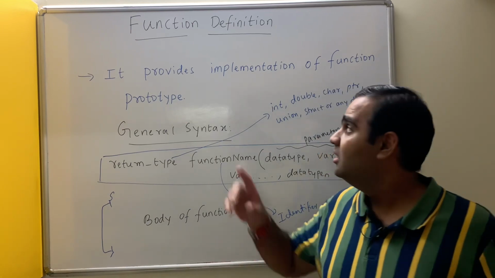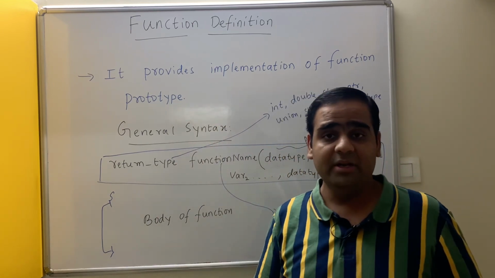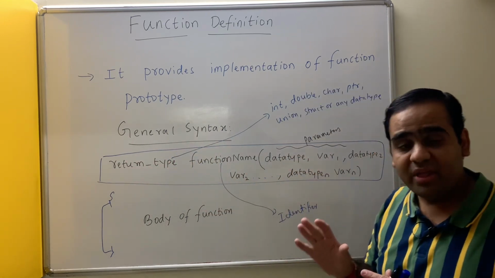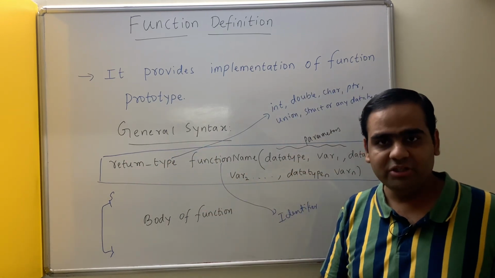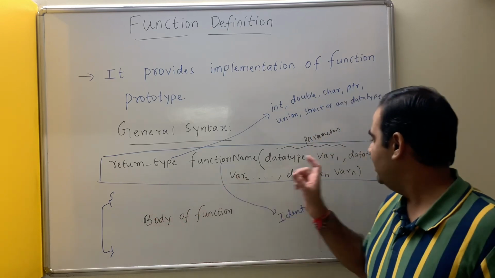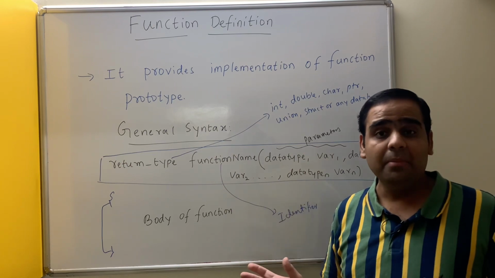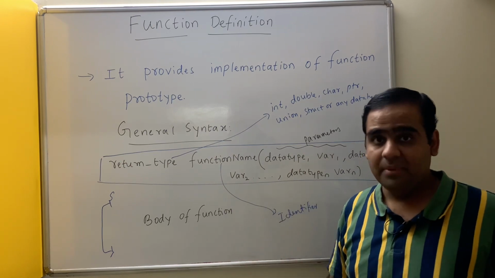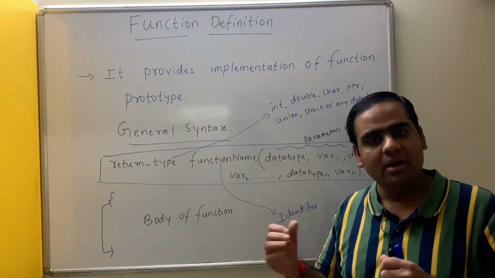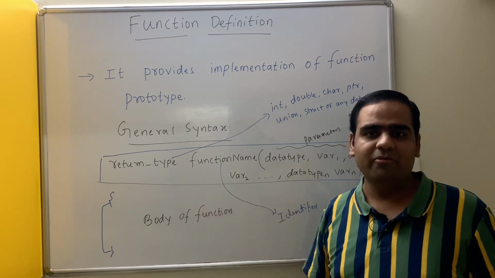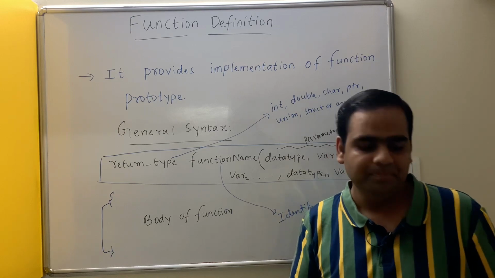Just to summarize it, function definition provides the implementation of the function prototype. The header, this is the header, should be the same for function prototype and function definition, and it has the body, no semicolon at the end. And what can be the return type? Any data type can be the return type. Let's see with the help of an example how we write the function definition, and we will see some of the points about the function definition.